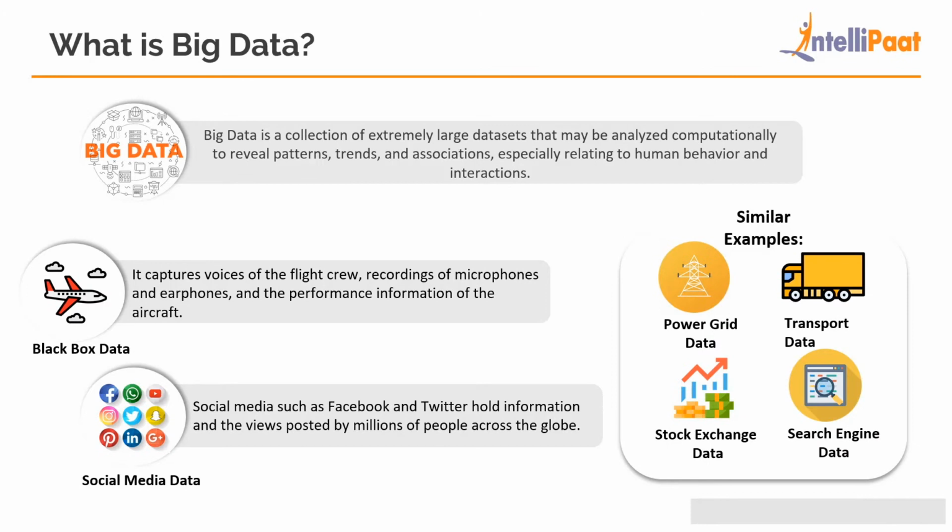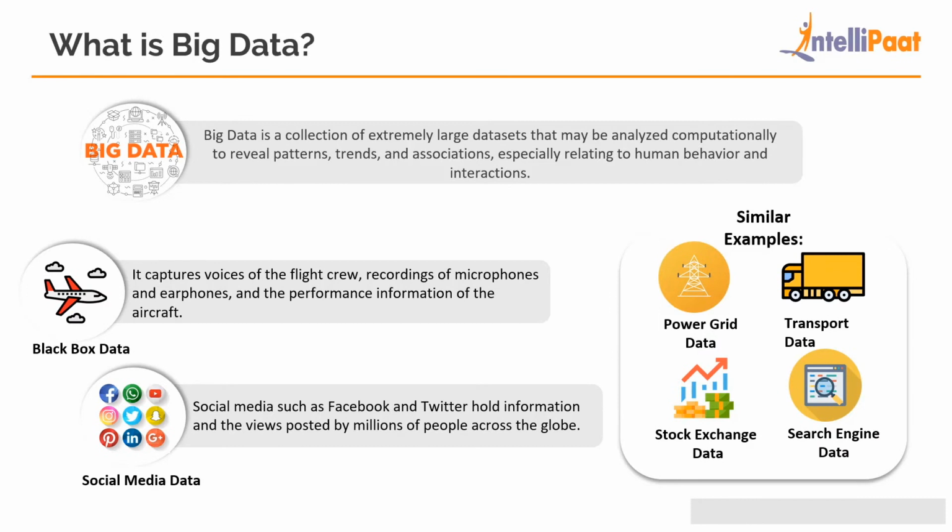And then coming to black box data. It captures voices of the flight crew, recordings of microphones and earphones, and performance information of the aircraft. Why do they have this black box in a flight? Whenever the flight is going to crash or something, to get the information of what exactly caused that. Let's say a flight has malfunctioned and it has hit in the ocean. Now they'll go and retrieve the black box to check the information in that. With that information from the black box, they can conclude what exactly happened in the flight and caused that particular crash.